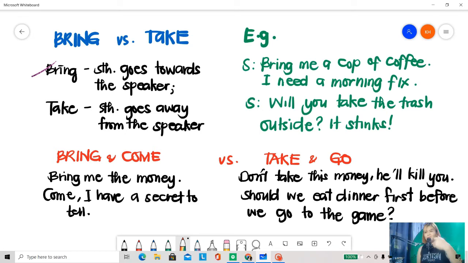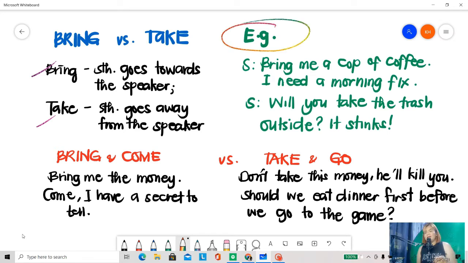Papunta kay speaker. Okay? Si take naman, kagaya siya ni go. Something goes away from the speaker. Again, take is like go. Something goes away from the speaker. And then bring is like come. Something goes towards the speaker. Let's study the examples here.